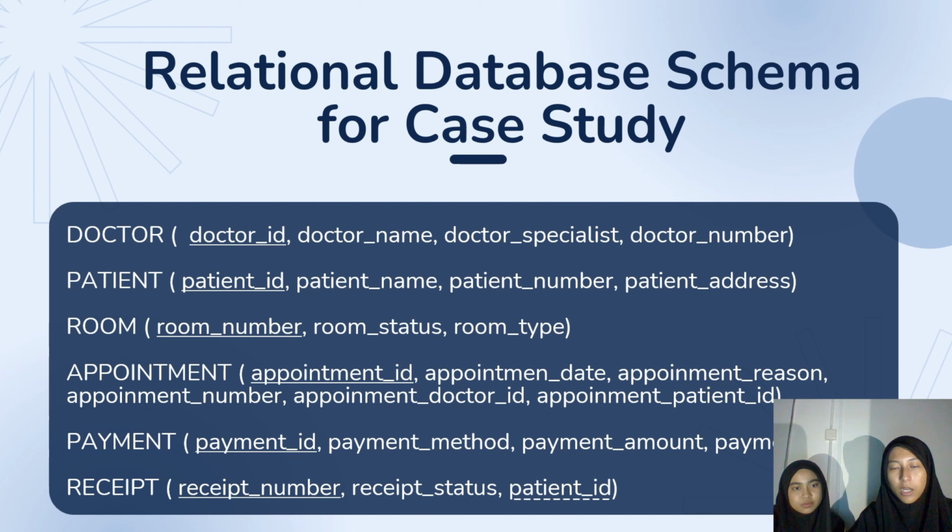The last table in our database is the receipt table, and we input receipt number for our primary key in the receipt table, and another attribute is receipt status, and we put a foreign key, which is patient ID from the patient table, and the foreign key helps the patient when they make a payment after they receive the treatment.